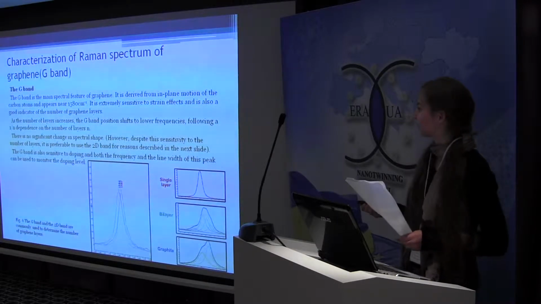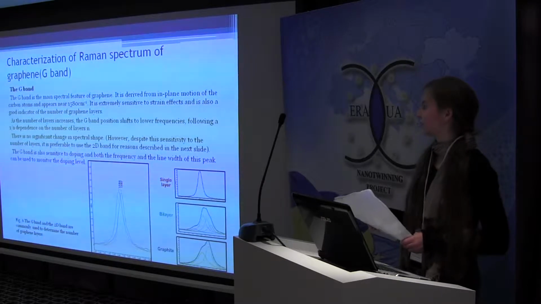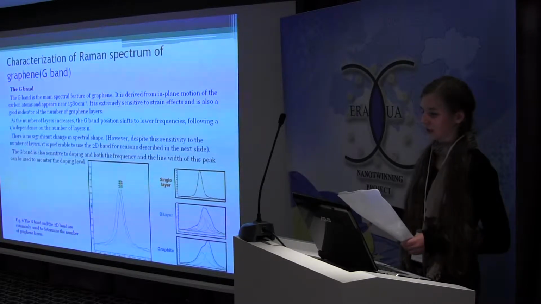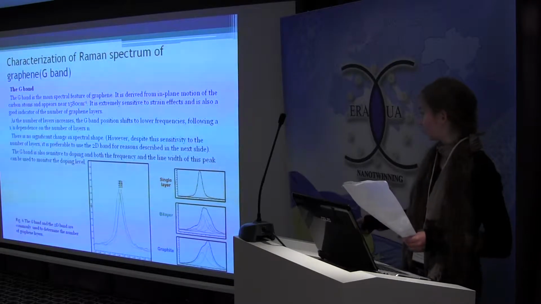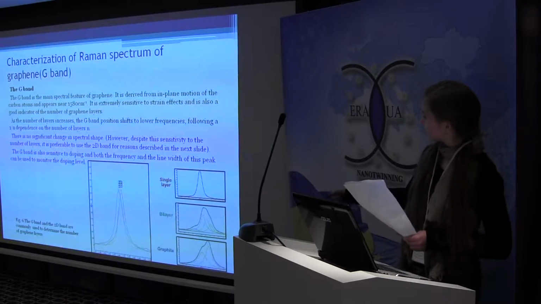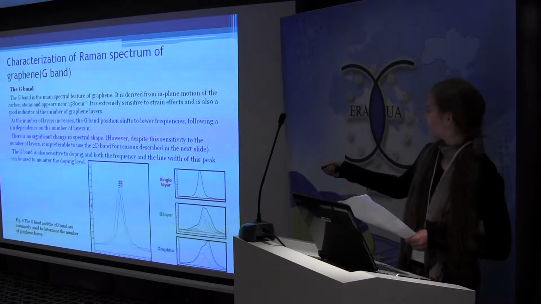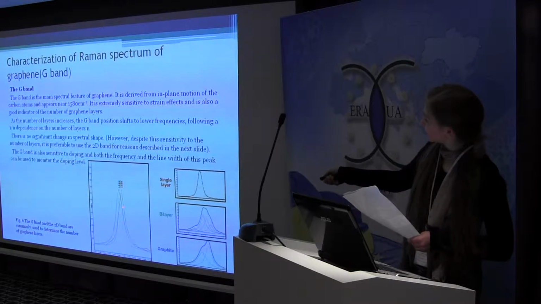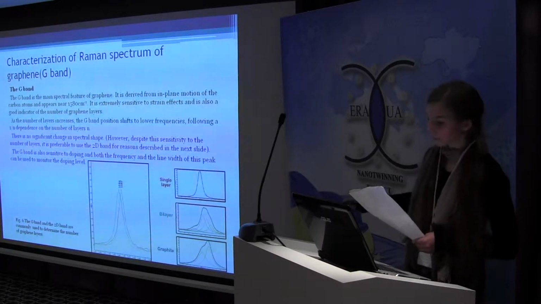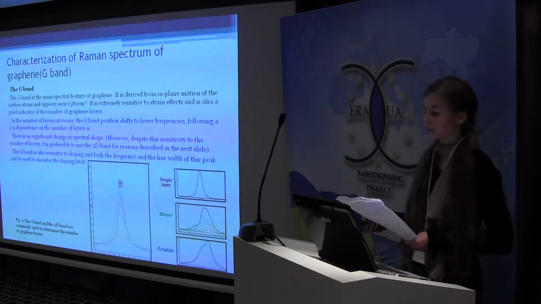of graphene layers. As the number of graphene layers increases, the G band position shifts to lower frequencies, following a 1/n dependence on the number of layers n. Here you can see it. Blue is graphite, bilayer is green, and red is a single layer of graphene. There is no significant change in spectral shape.